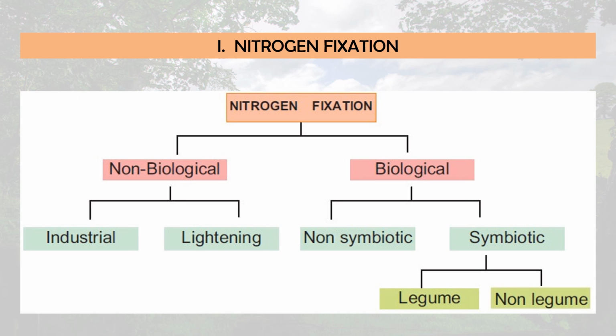And in non-biological nitrogen fixation, industrial nitrogen fixation, lightning, combustion of fossil fuels, all this comes under this. Industrial nitrogen fixation is the process where under great pressure at a temperature of 600 degrees Celsius, with the use of iron catalyst, hydrogen and atmospheric nitrogen can be combined to form ammonia. So this process is called Haber-Bosch process, which is used to make fertilizer and explosives.